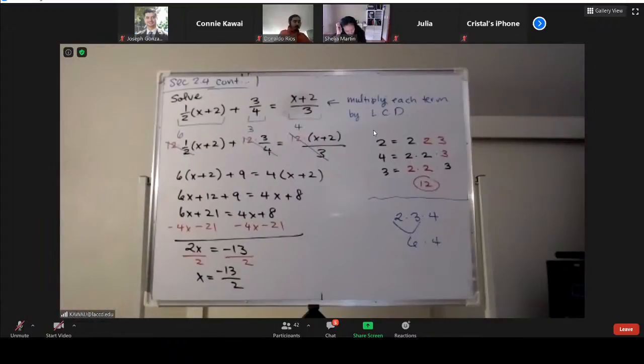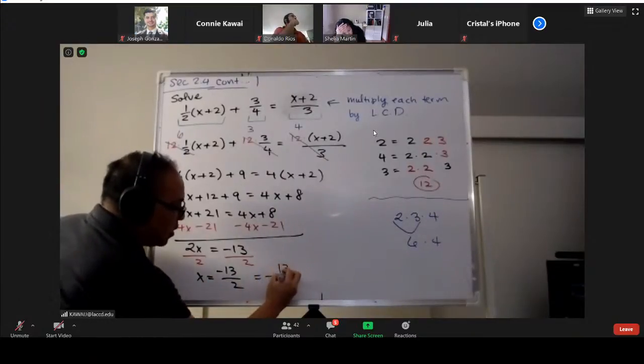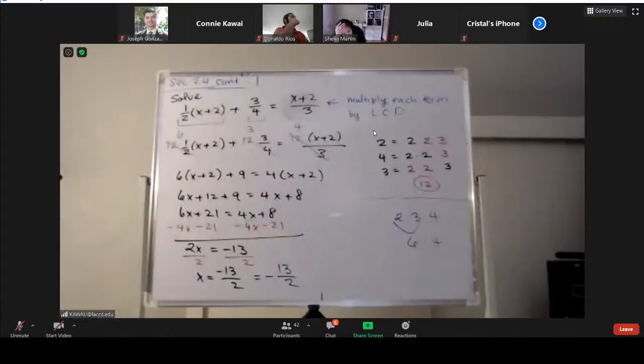So you got negative 13 over 2. That's the same as 13 over negative 2, right? Yeah, same thing. It'll eventually turn into something like that when you type it into the computer. But yeah, it's the same thing. Okay.